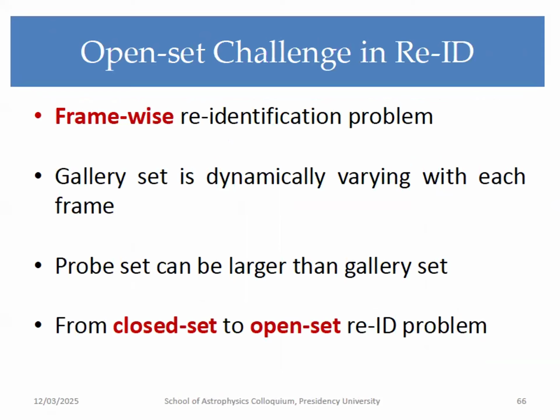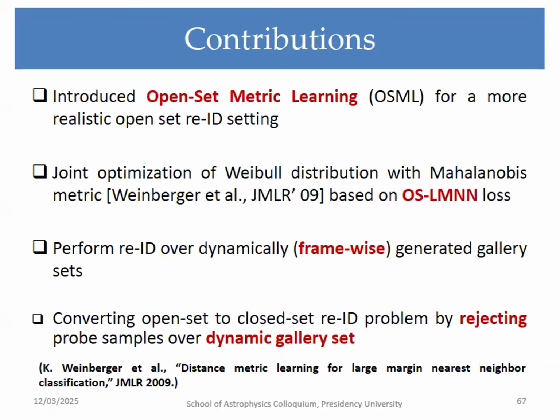So this is a frame-wise re-identification problem, and again, the gallery set is also dynamically changing. The probe set can be larger than the gallery set. So what we do is use a Weibull rejection, mapping the problem from closed set to open set. The challenge becomes greater, but using a Weibull rejection, we try to cast the open set problem as a closed set problem and then take a decision.